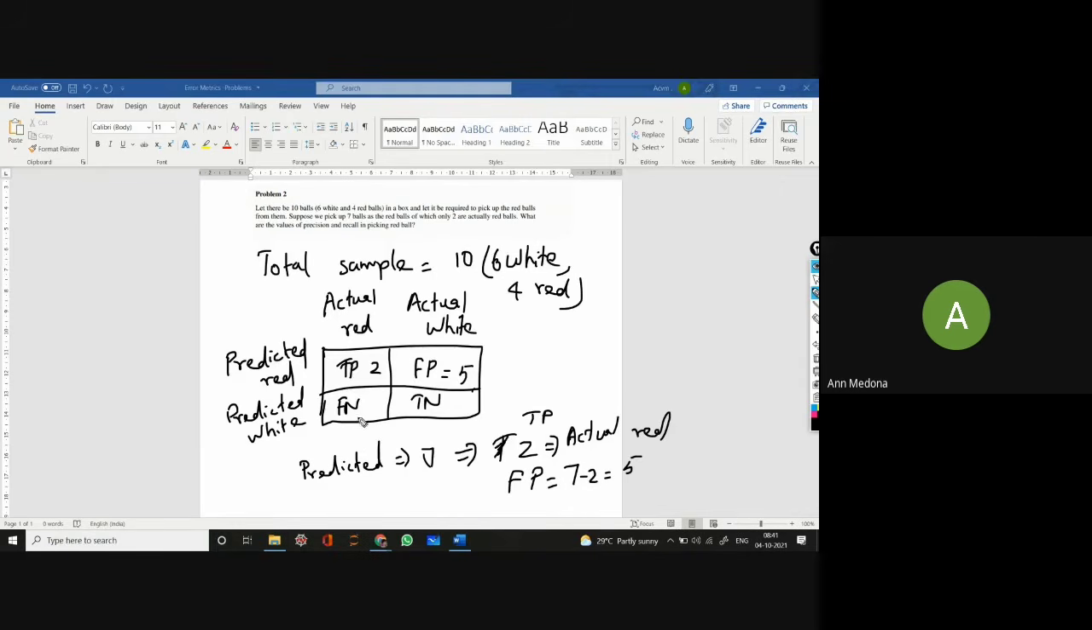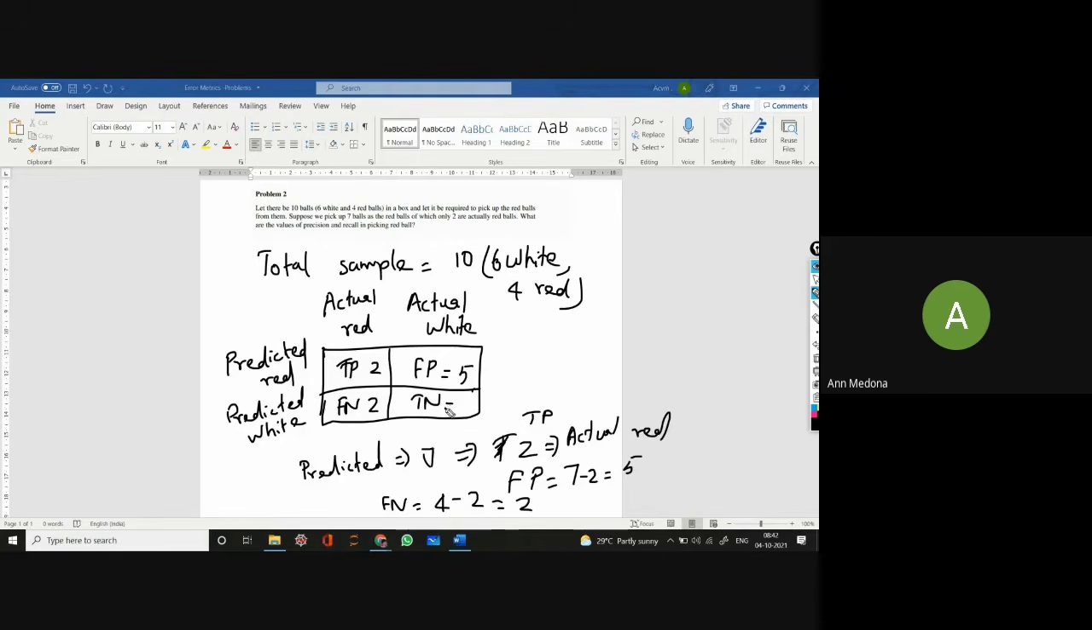Now you can easily find the value of false negative. You can find false negative by subtracting. In the given data, it is given as 4 red. Total red balls are 4. So if you subtract the 2 true positive from this 4, you will get the value of false negative. 4 minus true positive will give the value of false negative. So this will be equal to 2.